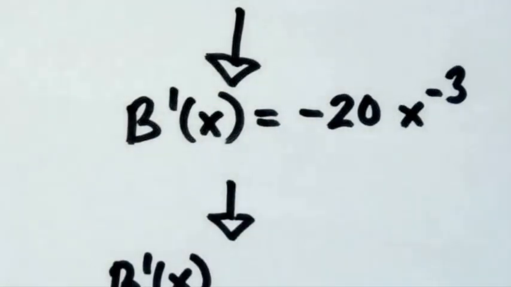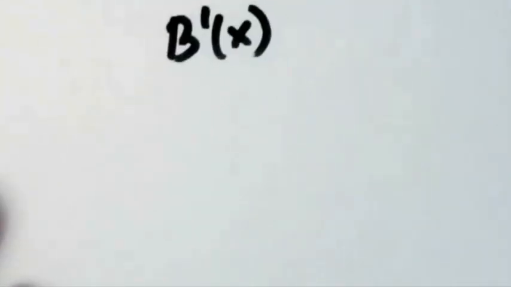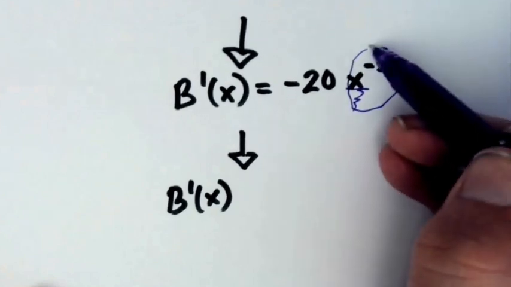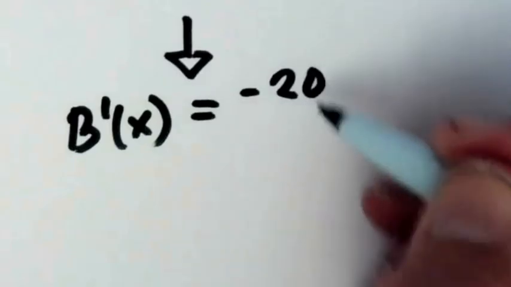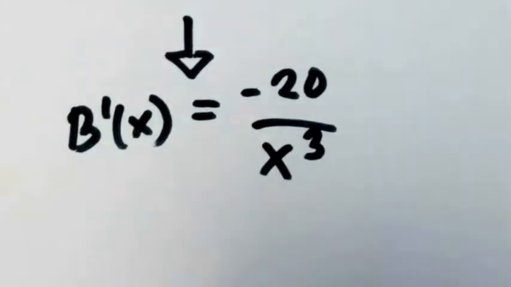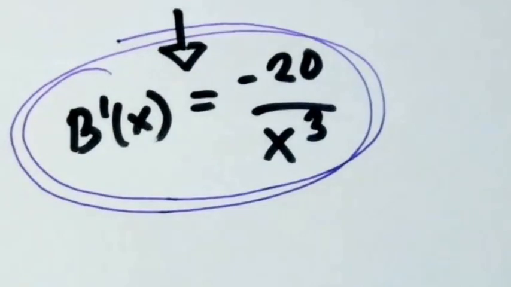So I'd like to bring this back down. This x to the negative 3 means whenever I see a negative exponent, that means it might be happy living in the base. So negative 20 over x cubed. And notice again, we got the same thing either way that we did it.